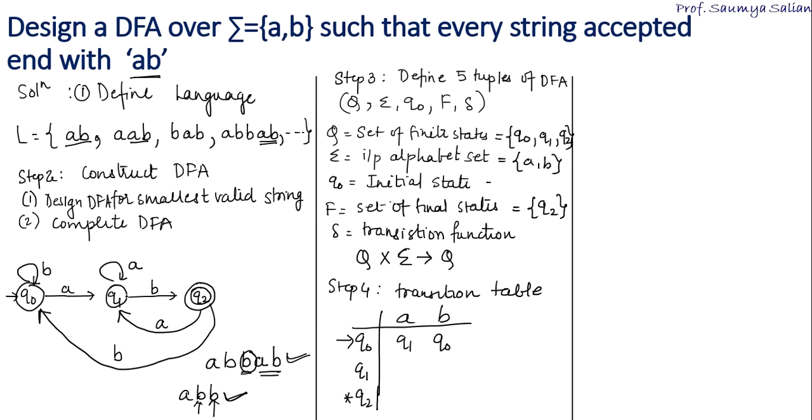Coming over to Q1, Q1 on A goes to Q1. Q1 on B goes to Q2, which is the final state. Q2 on A goes to Q1. Q2 on B goes to Q0.